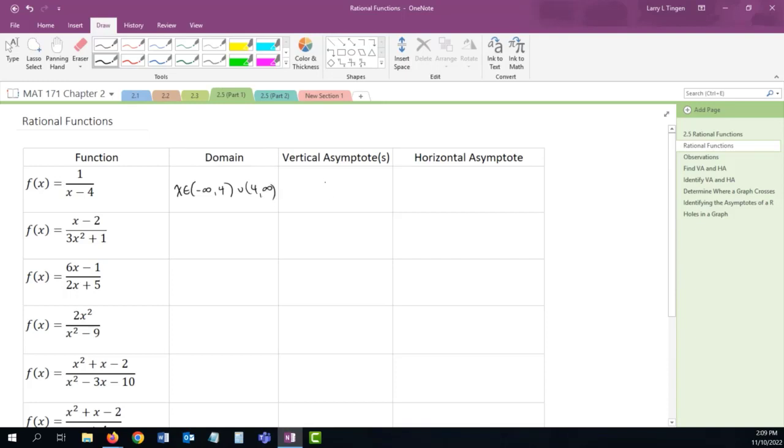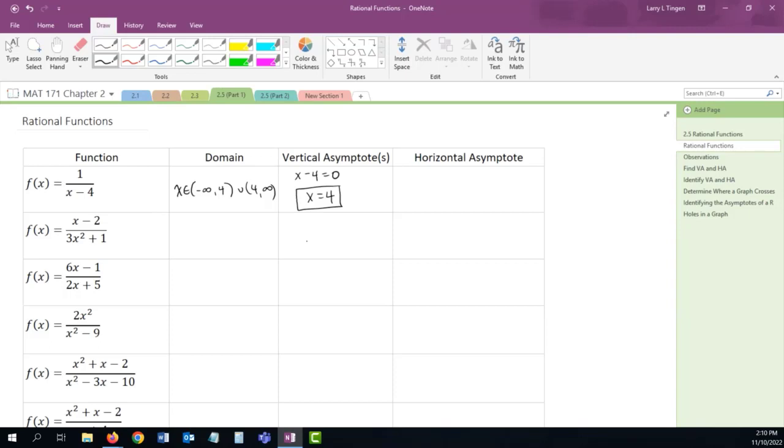Now, vertical asymptotes are what happen when the denominator equals 0 and the numerator does not contain a matching factor. So what is the vertical asymptote? Take the denominator, set it equal to 0, and solve. So that vertical asymptote is x equals 4.